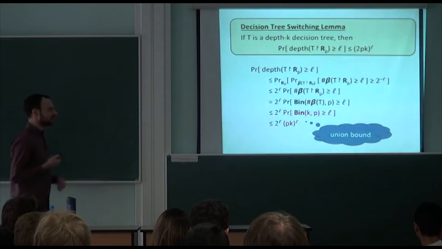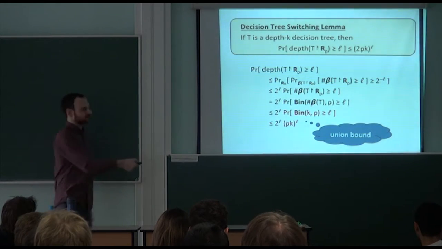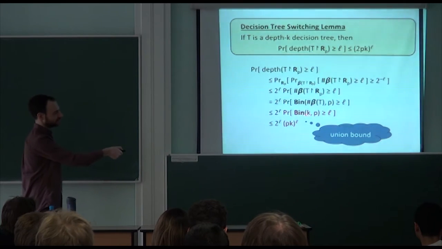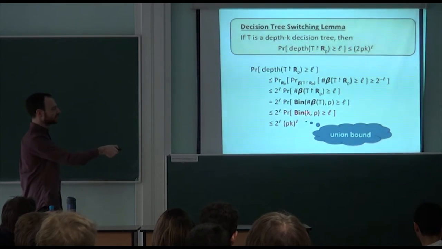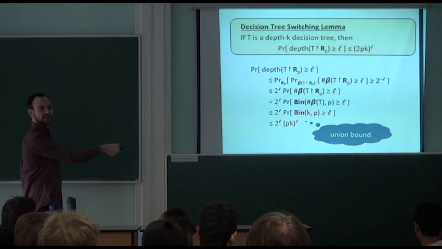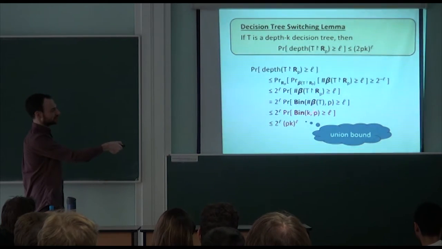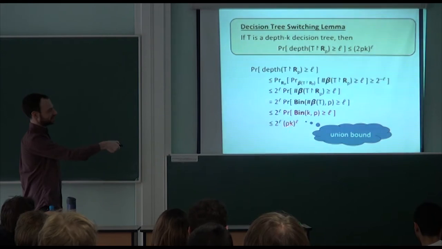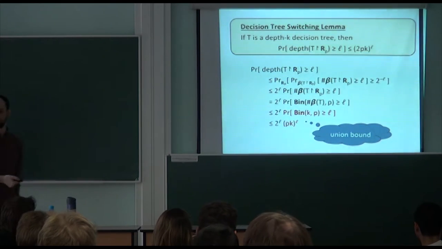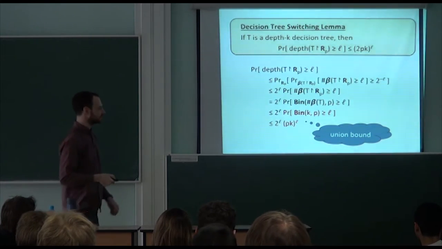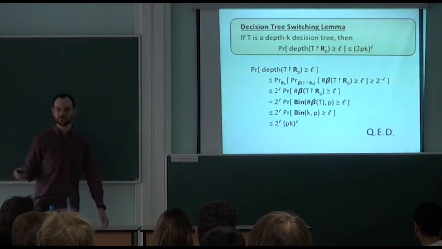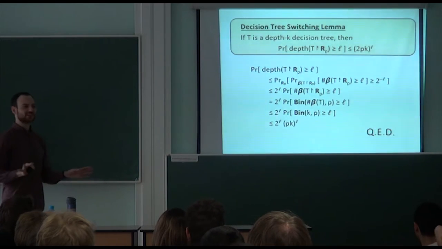Then finally we take a simple union bound. It's a very crude way to bound a binomial random variable: the probability that the binomial (k, p) is at least L means there has to be some L-element subset of the k which is within the set. So there are at most k to the L events, and they each happen with probability p to the L. This is the last step, and this is the entire proof. Did everyone follow that more or less?